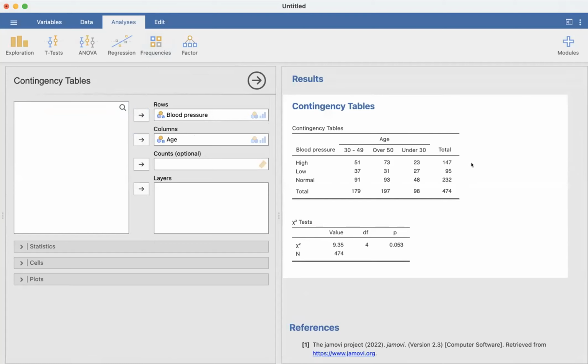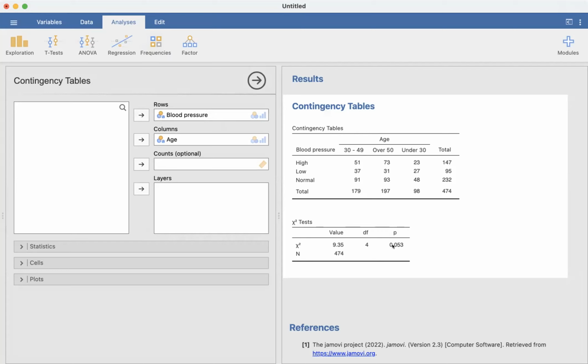The reason we're using the chi-square test is this is an independent sample. That is, each individual in the study falls into exactly one of the 9 boxes here. They could have a high blood pressure, but be between 30 and 49. They could be a person with low blood pressure over 50. They could be a person under 30 years old with a normal blood pressure, but they cannot fall in 2 of these 9 boxes.